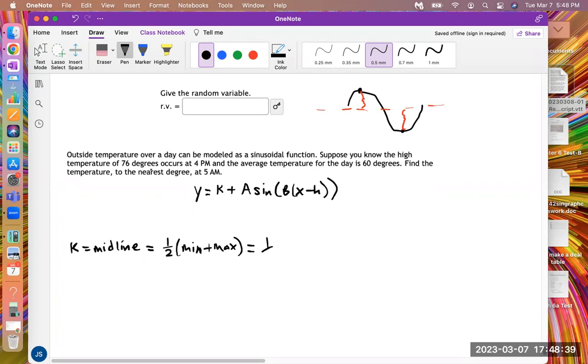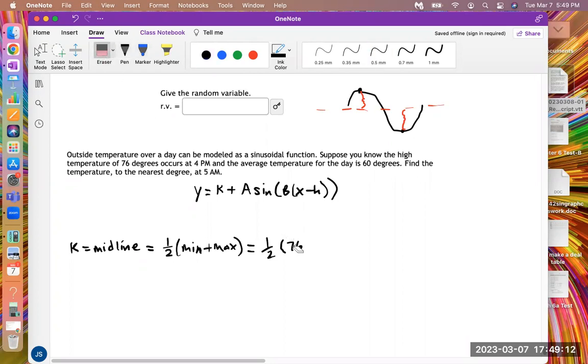So the max value here says the high is 67 degrees. So 67, and the low and average temperature. Oh, and they don't give you the low; they give you the average and they don't give you the low here. Wow, okay, that is throwing us for a little bit of a loop. So suppose you know the high temperature is 76 and occurs at 4 p.m. and the average temperature is 60. So we do not know the min.